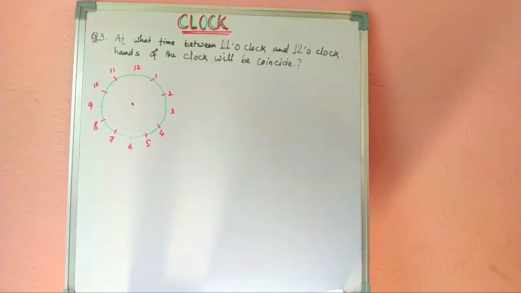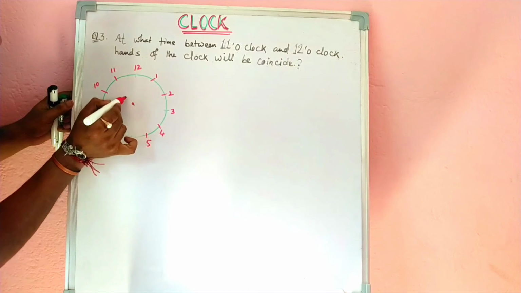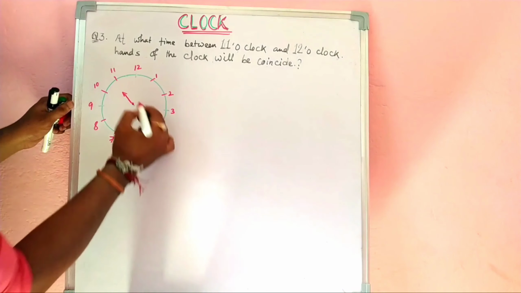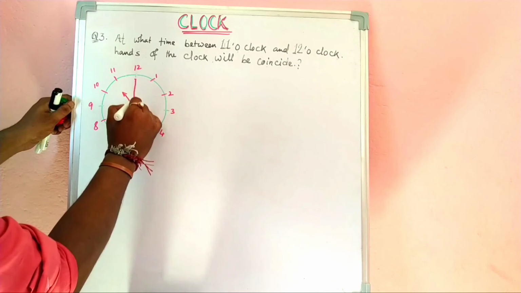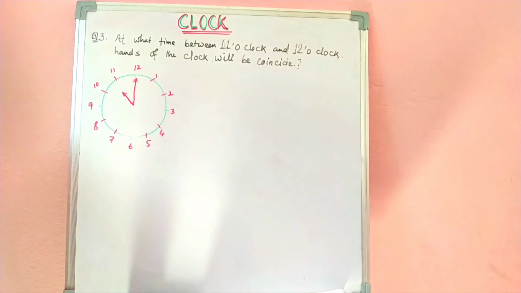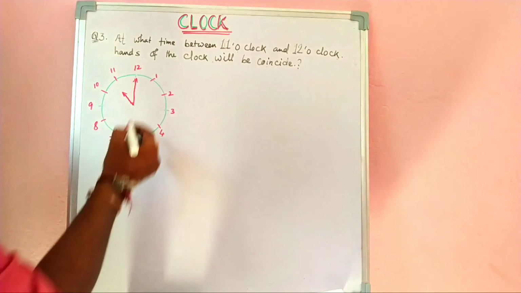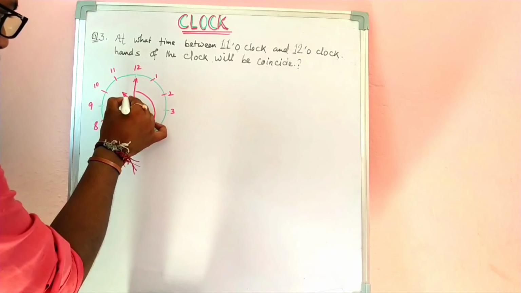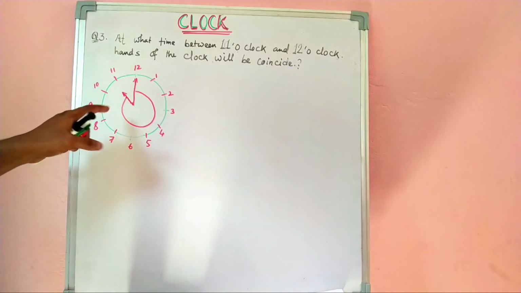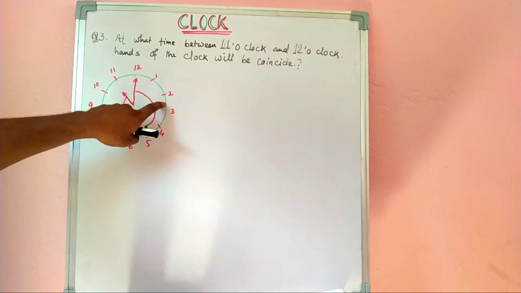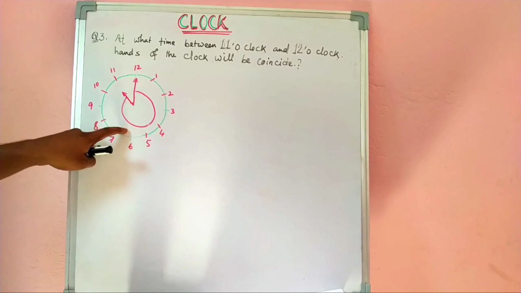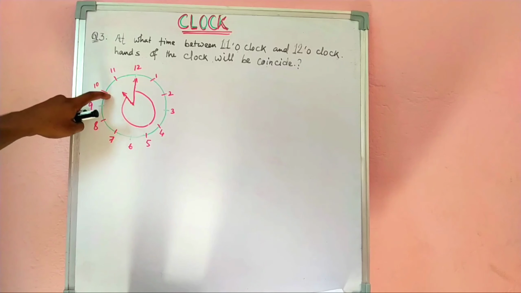Now here you can see the third example. At what time between 11 o'clock and 12 o'clock will the hands of the clock coincide? Between 11 and 12. Very important question. Now 11 o'clock means you can see this is 11 o'clock, the small hand, and the larger hand, the minute hand, is on the 12. Now 11 o'clock means how many minutes are covered from 12 to 11 clockwise? 55 minutes. You can count here: 5, 10, 15, 20, 25, 30, 35, 40, 45, 50, 55.